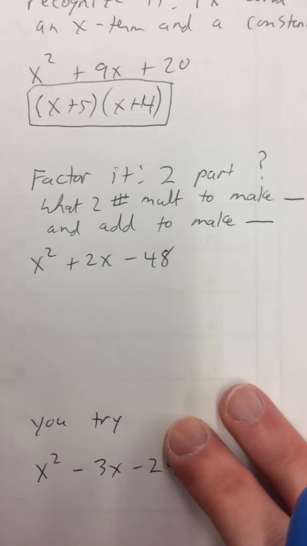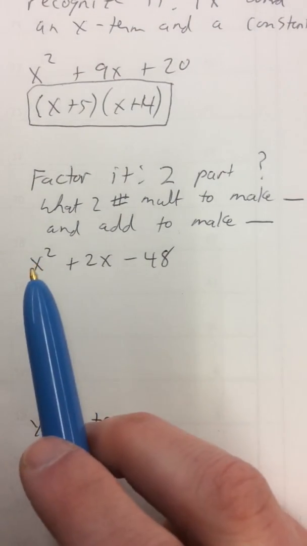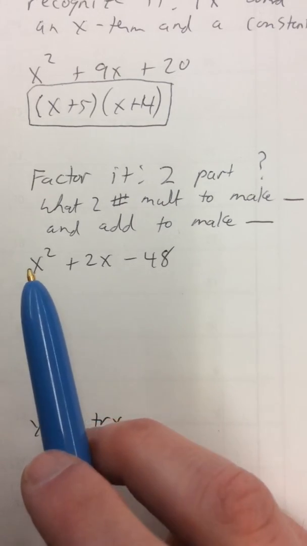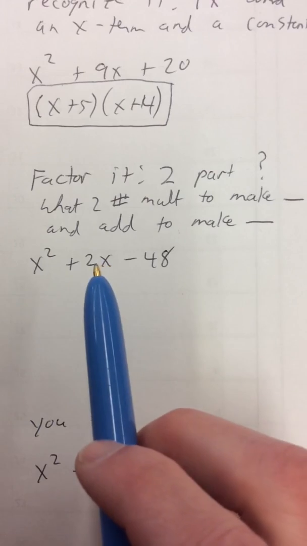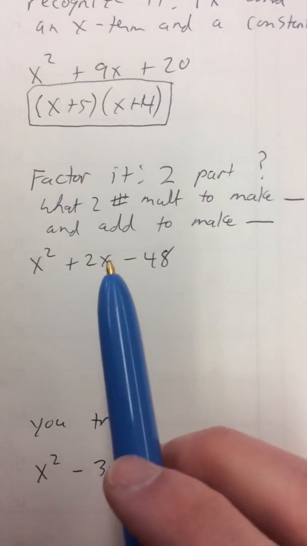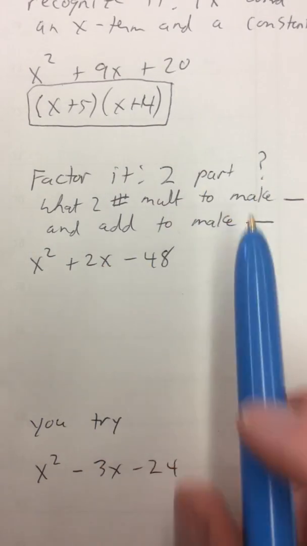Same approach for this problem right here. Again, this is a regular trinomial. It's got 3 terms, 1, 2, 3. It's got an x squared with a 1 in front of it. It's got an x term. It's got a constant. So then we apply the approach, which is this one right here.